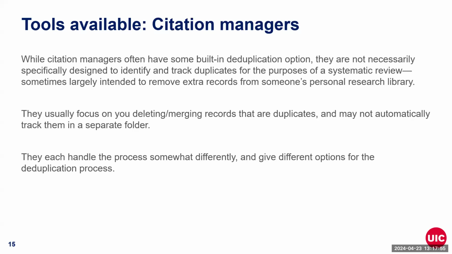So, tools that are available, specifically citation managers, often do have a built-in deduplication option. However, they're often not specifically designed to identify and track duplicates for the purposes of a systematic review. Sometimes they're more intended to just remove extra records for someone's personal research library. So someone keeps finding the same article and putting it in, and then being told, oh no, you already have that one in there. So it's not that they can't be used for systematic reviews, but a lot of them weren't built initially for that purpose or don't support that as well.